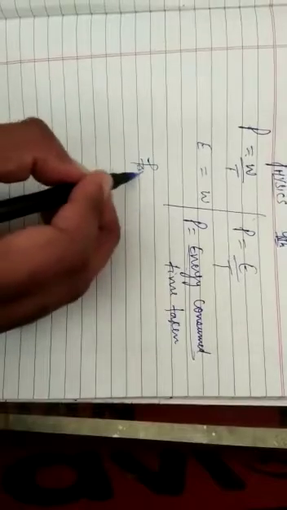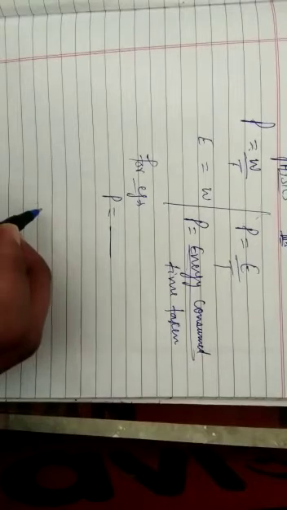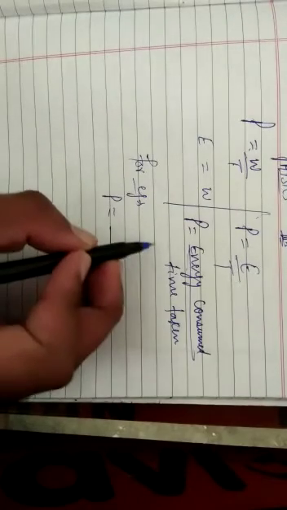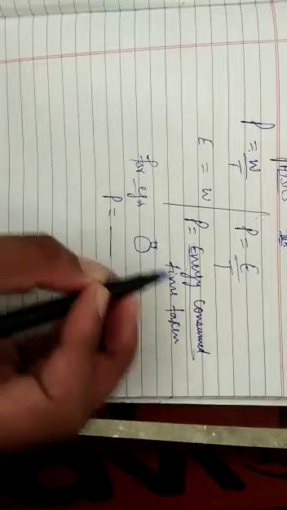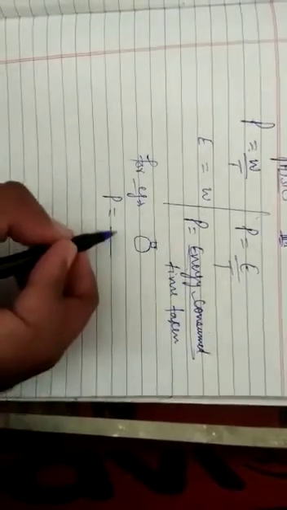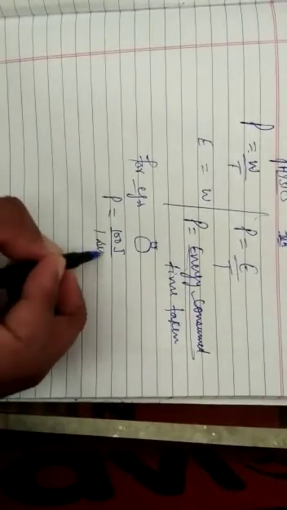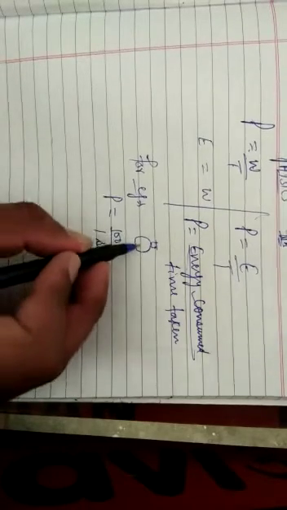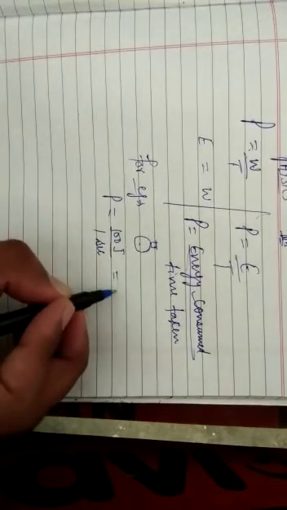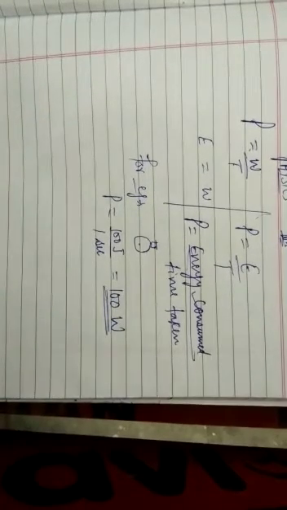So to understand the concept, let me take one example. For example, there is one electric bulb, which consumes 100 joules of energy in 1 second. Then the power of this bulb will come out to be 100 watt, and this is very common with you.